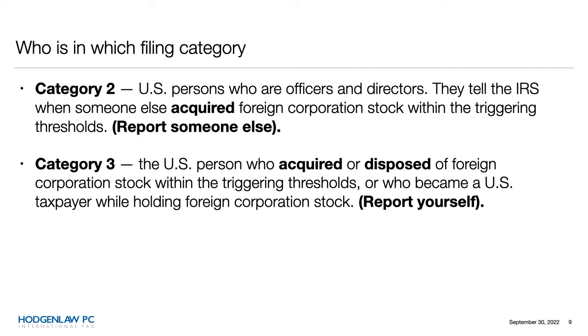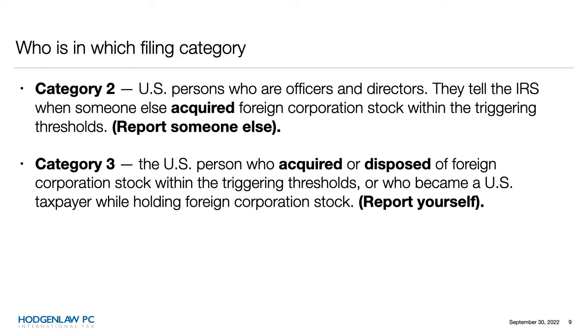So first, the who files. Category 2 is aimed at U.S. persons who are officers or directors of a foreign corporation. When anybody comes along who's a U.S. person and acquires enough stock in that foreign corporation, that U.S. person who is the officer or director must report to the IRS that someone else, who is also a U.S. taxpayer, had acquired enough stock to trigger the threshold reporting requirement. And it's a 10% trigger. At the 10% point, you're going to have to report that person X acquired some stock.